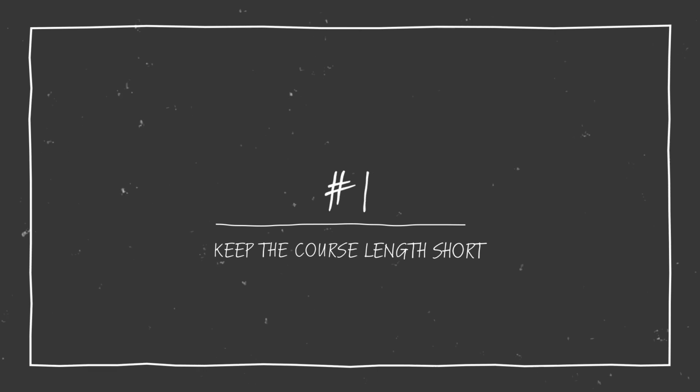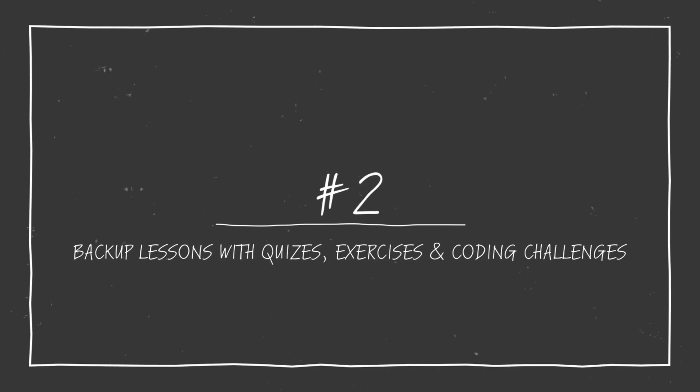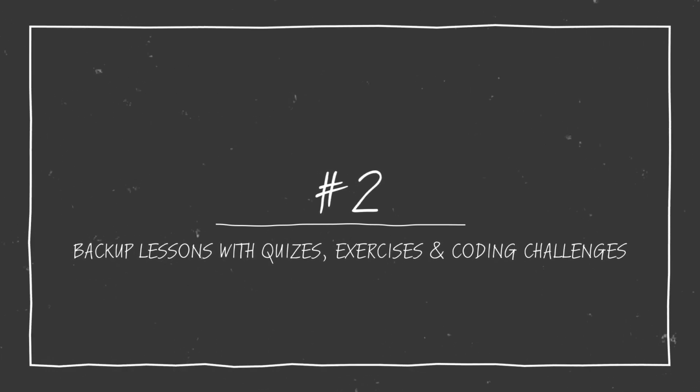I had a few goals in mind when designing the curriculum for this course. Number one, keep the course length short. Like Vue, I wanted to make this course approachable, and I felt like 1 to 3 hours was a good target. This course comes in around 2 hours and is packed with tons of extras. Number two, back up lessons with quizzes, exercises, and coding challenges. If you want to learn something new, you can't just watch someone else do it. You have to do it yourself. That's why it was really important to me to include quizzes, exercises, and coding challenges. In the coding challenges, you're going to take what you learned in that lesson and build something on your own.